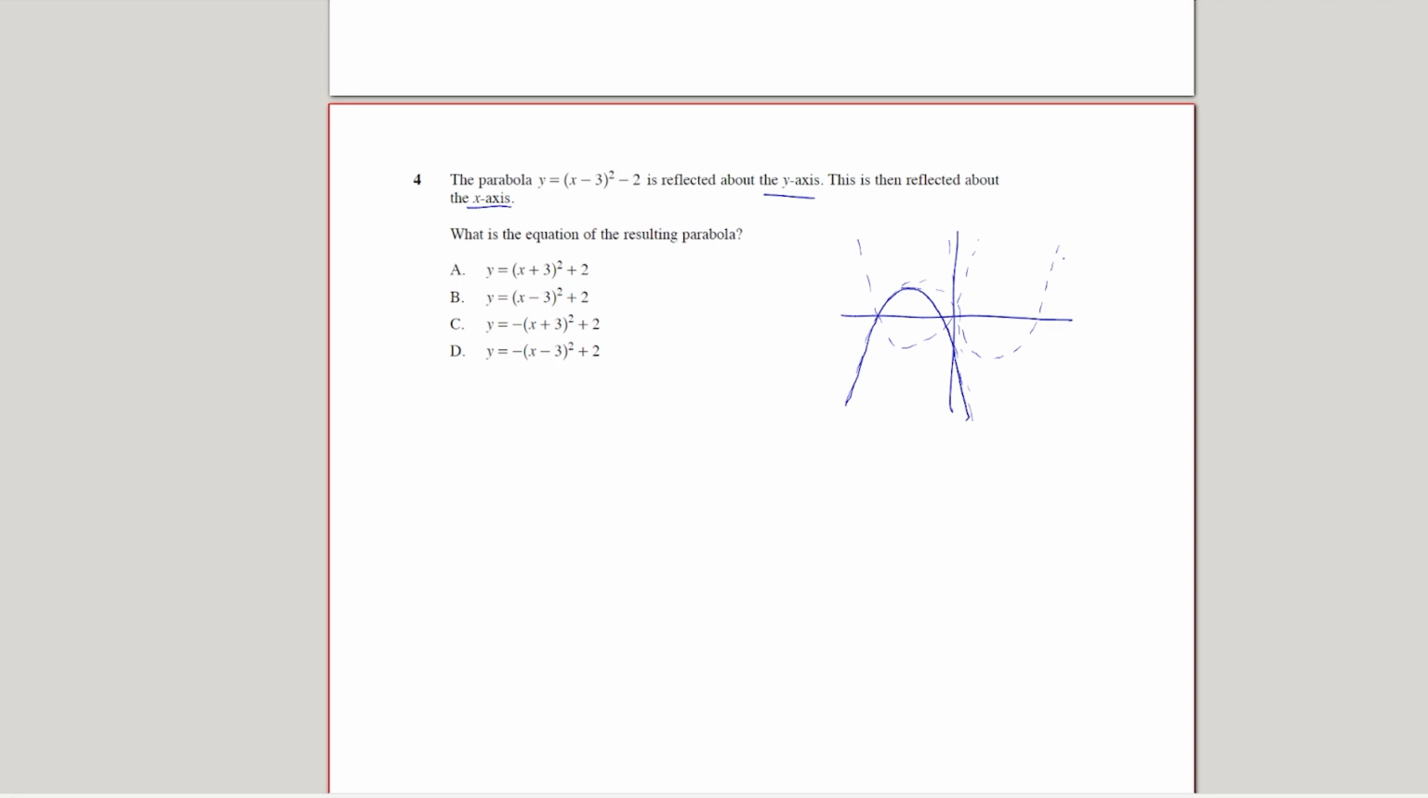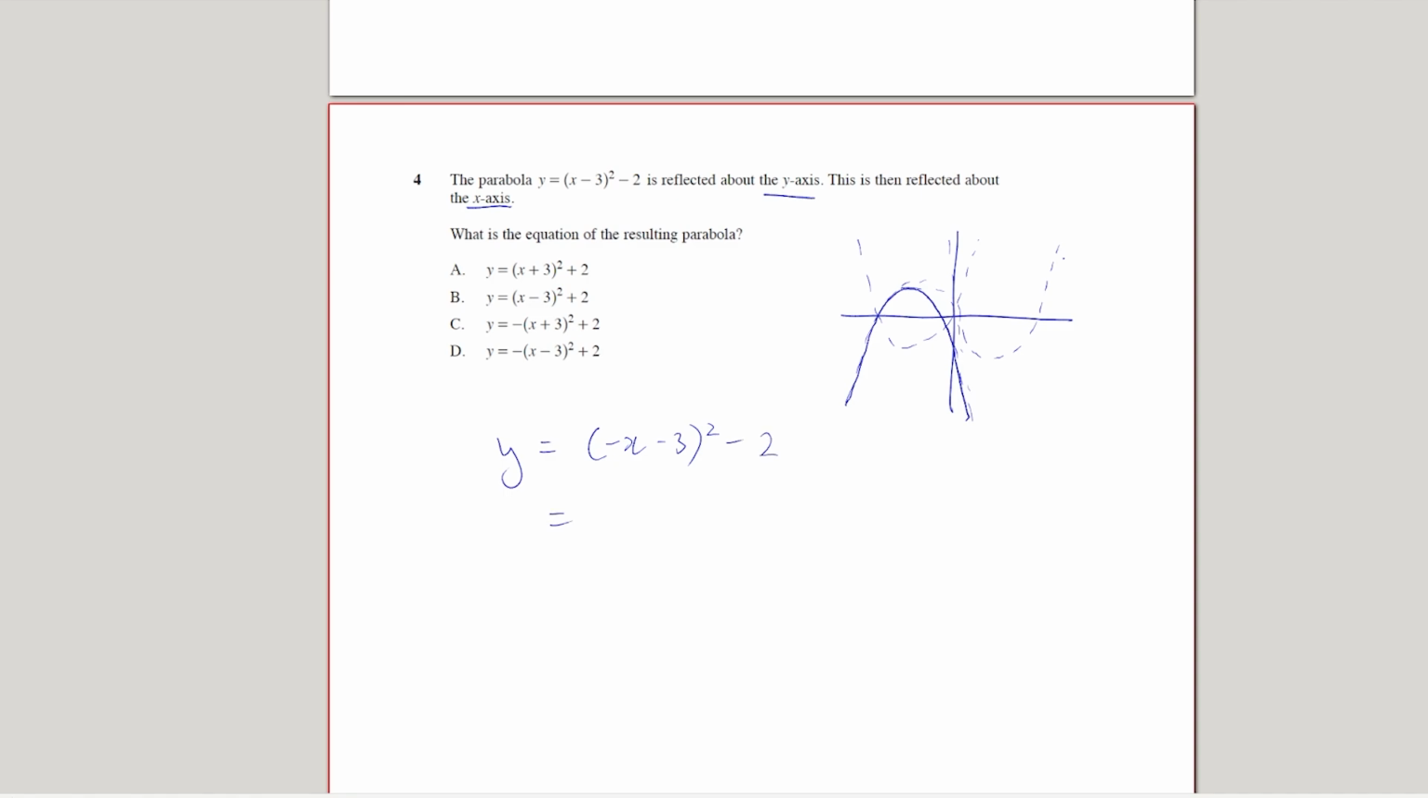What's the trick to this question? When you're reflecting an equation, a parabola, about the y-axis, what you want to do is just replace the x with minus x. Alright, so let's do minus x minus 3 whole squared minus 2.